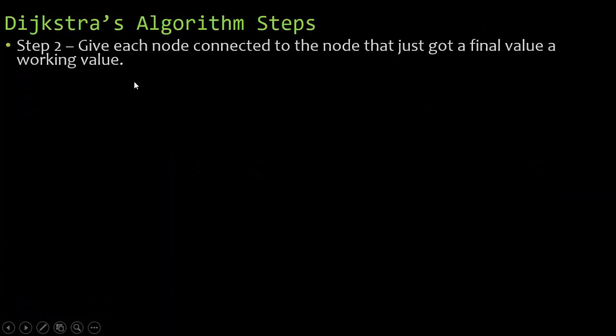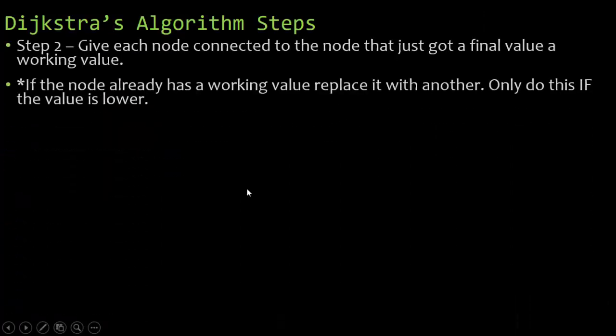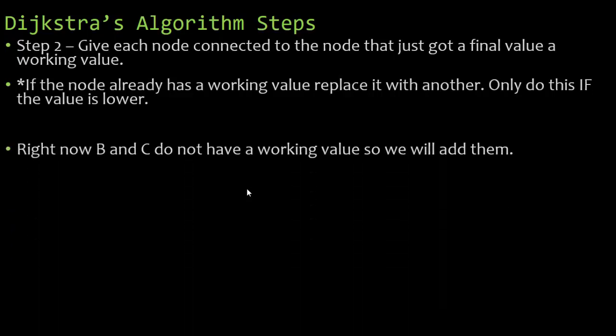We give each node connected to the node that just got a final value a working value. So let's back up. A just got a final value. So now we have to give B and C a working value, which will go right here in these bottom boxes. Now, here's the important thing to remember. If the node already has a working value, we replace it with another, but we only do this if the value is lower. Right now, B and C do not have a working value, so we don't have to worry about that special rule, but we're going to go ahead and add the working value.